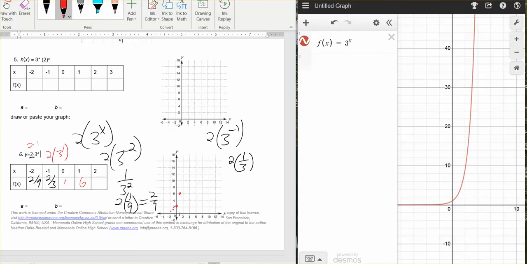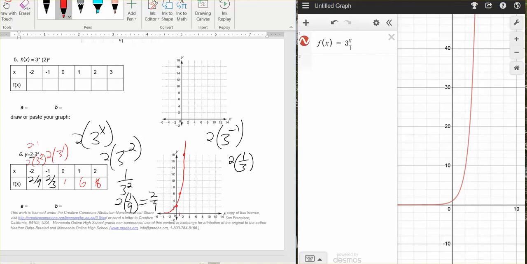And then at 2, we would have 3 to the second power, that's 9. 9 times 2 is 18. So at 2, we're all the way up to the top at 18. And then you would connect that with a nice smooth curve. Or you can make it over here.